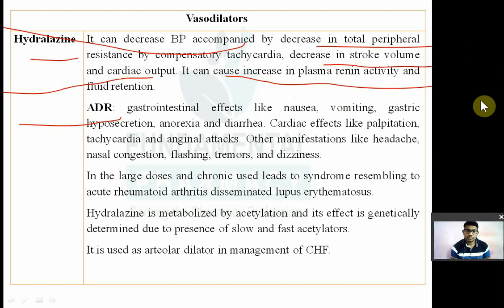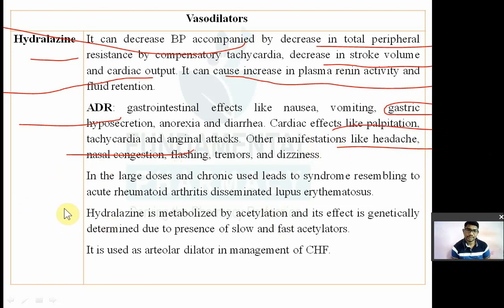Hyposecretion, gastric acid hyposecretion means achlorhydria, a decrease in the secretion of gastric acid, anorexia and diarrhea. Cardiac effects like palpitation, tachycardia, and anginal attack. Other adverse effects like headache, nasal congestion, flushing, tremors, and dizziness.